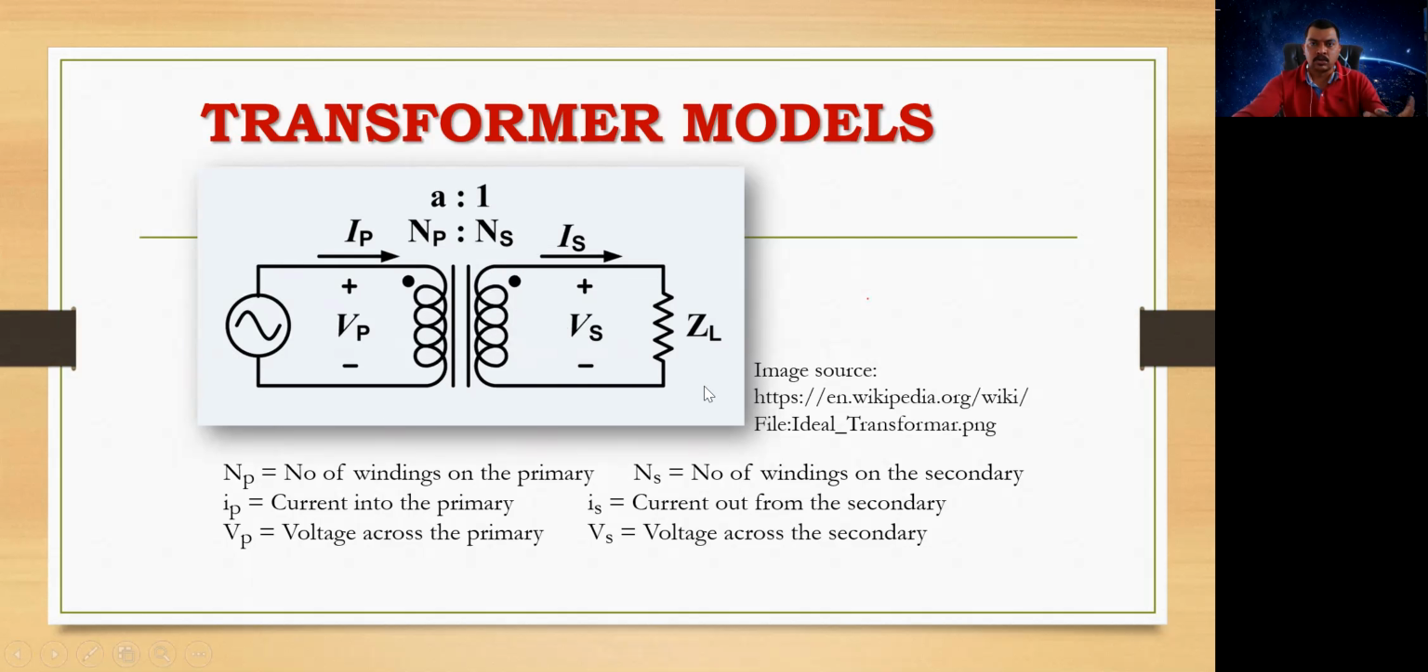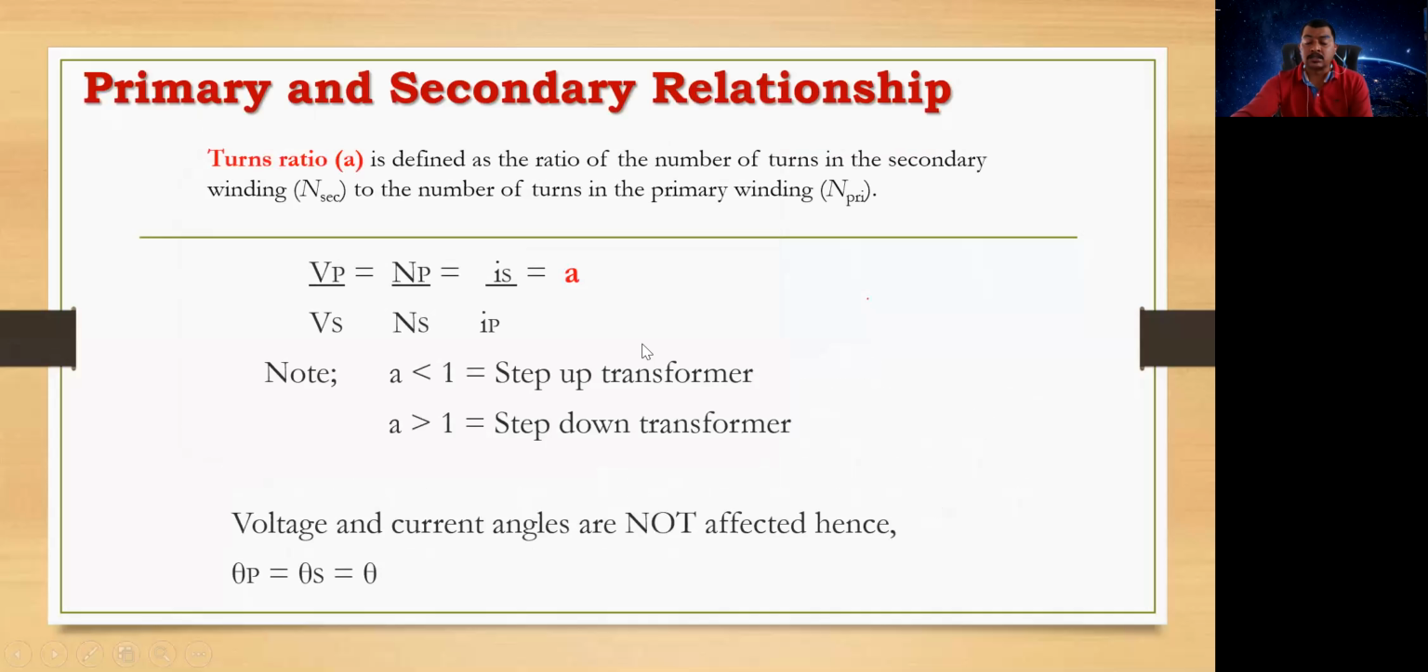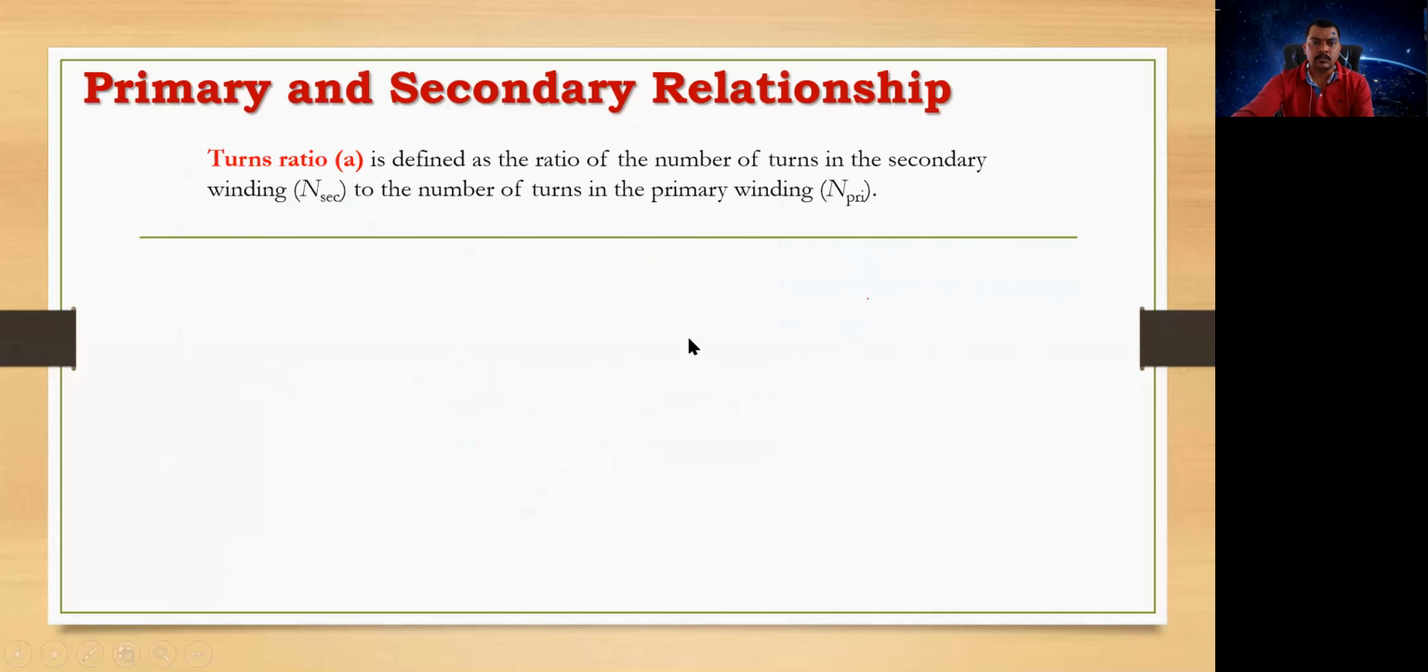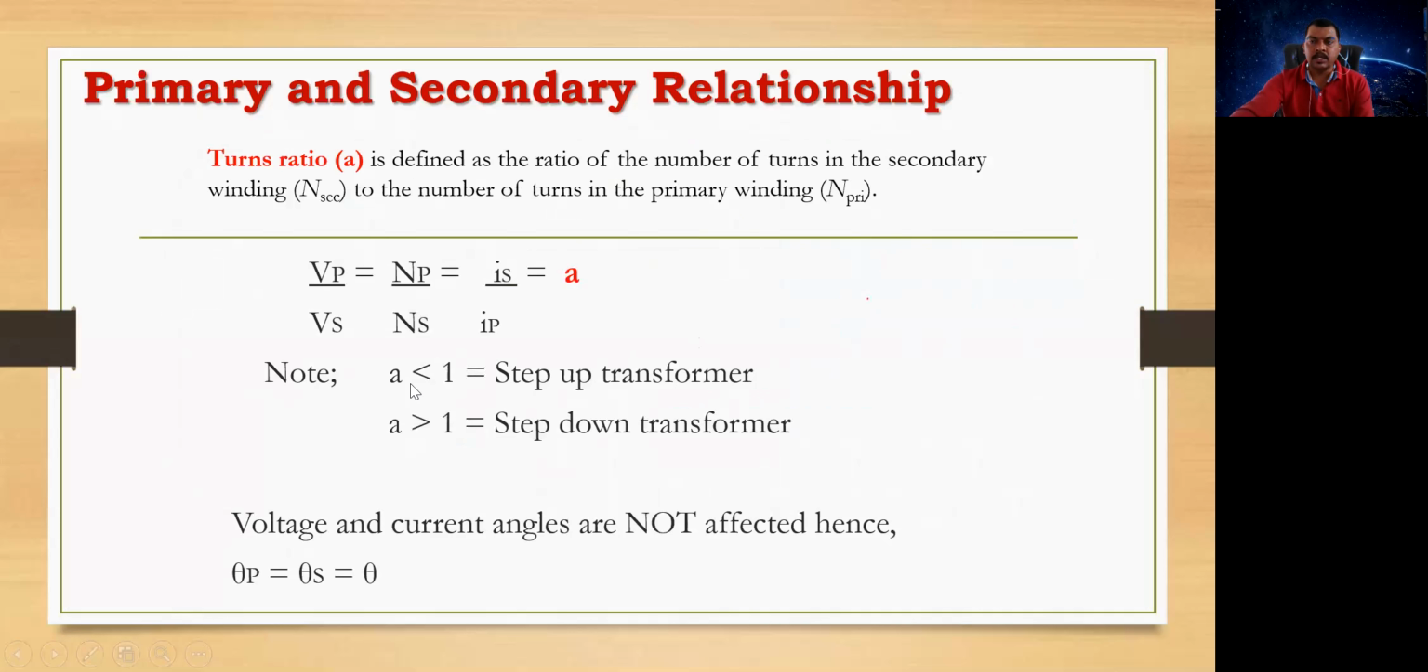This is called the load resistance, which we have denoted by ZL. This is the secondary current, this is the primary current, primary voltage and secondary voltage, and this is the ratio, that is NP is to NS, the number of turns in the primary to the number of turns in the secondary. Accordingly, we have a step up transformer and a step down transformer. If A is less than 1, then we call it a step up transformer. If A is greater than 1, then we call it a step down transformer.